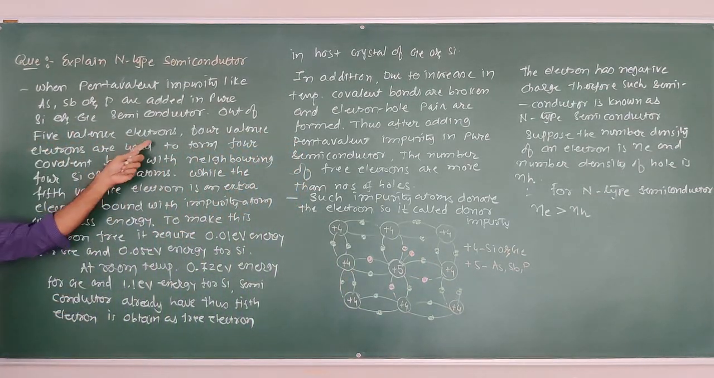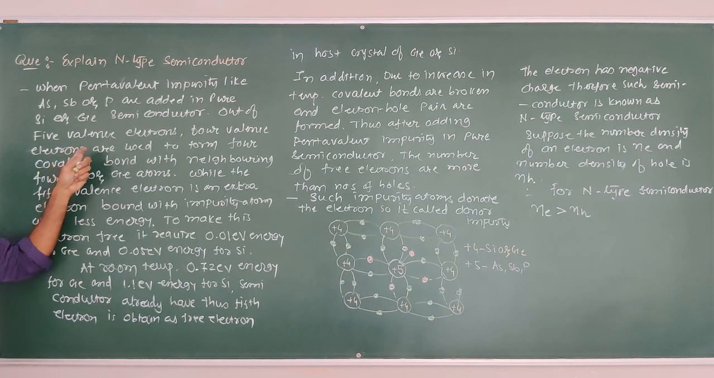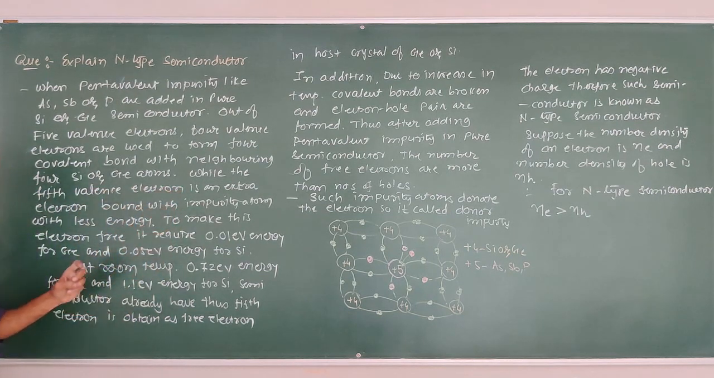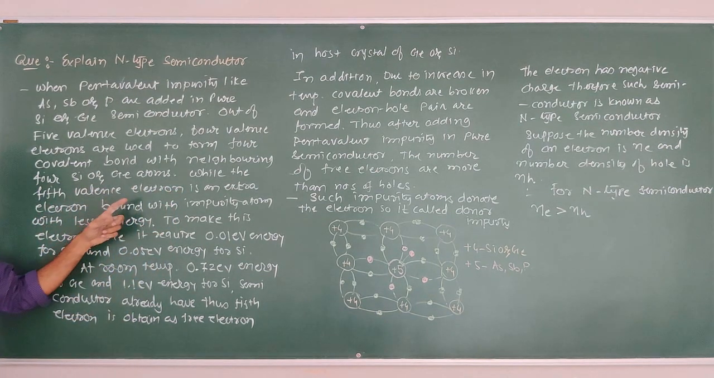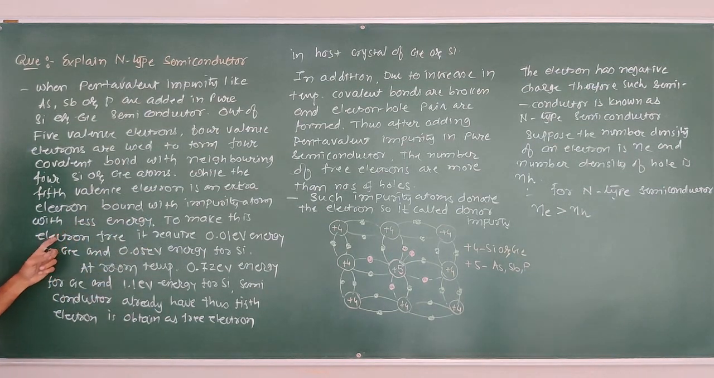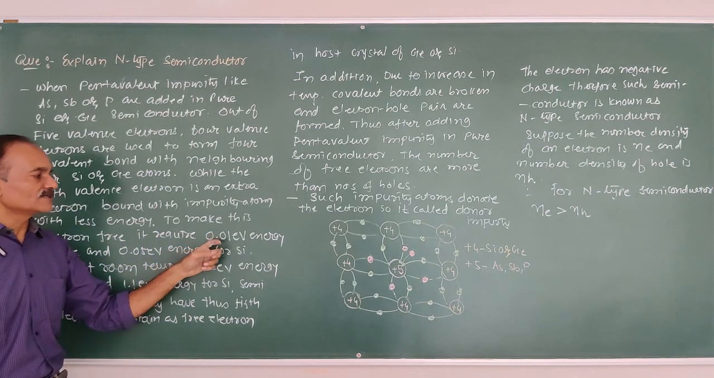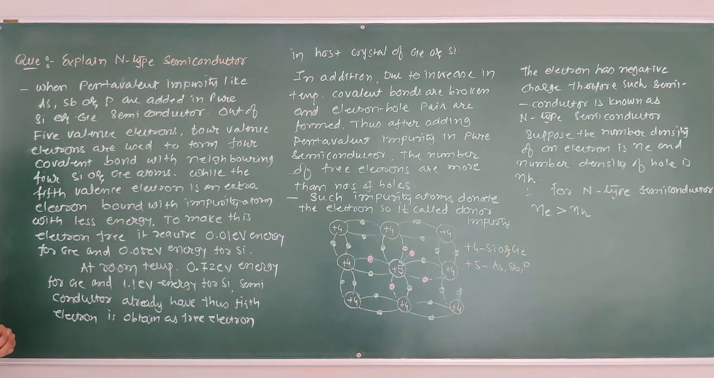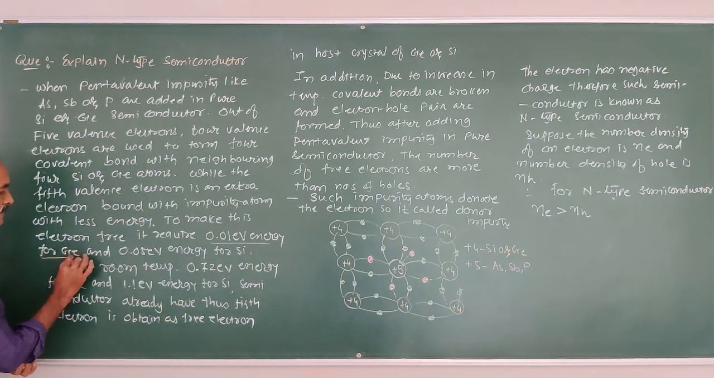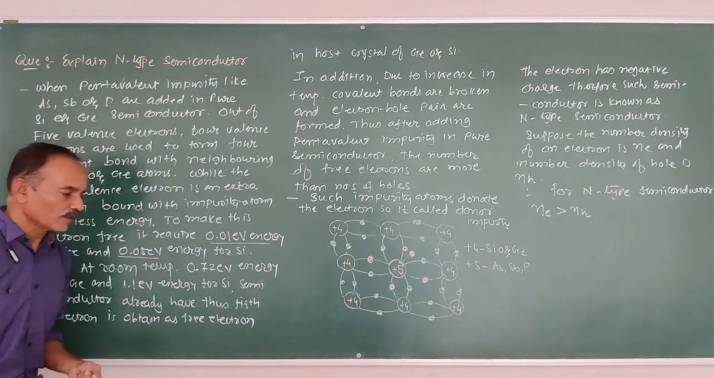Out of 5 valence electrons, 4 valence electrons are used to form 4 covalent bonds with the neighboring 4 silicon or germanium atoms, while the 5th valence electron is an extra electron bound to the impurity atom with less energy. To make this electron free, it requires 0.01 electron volt energy for germanium and 0.05 electron volt energy for silicon.